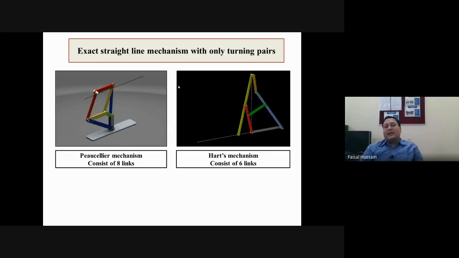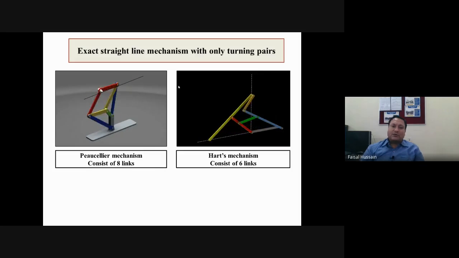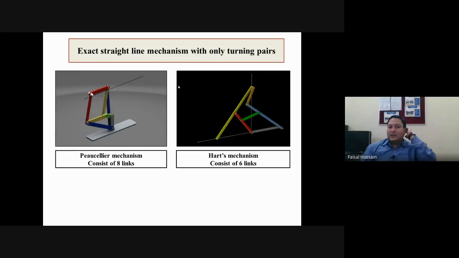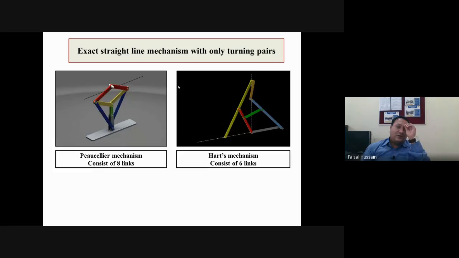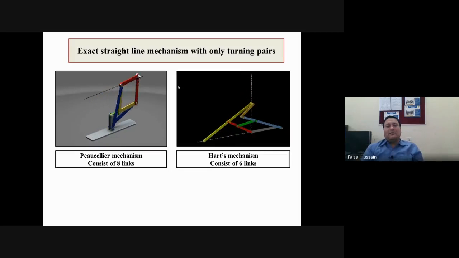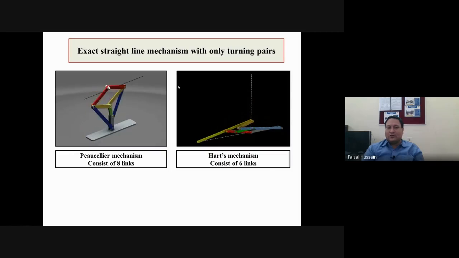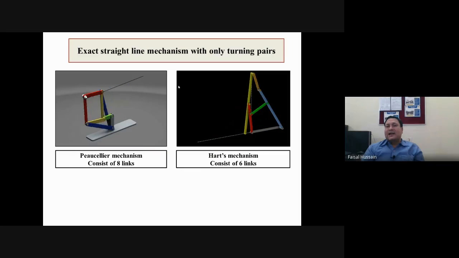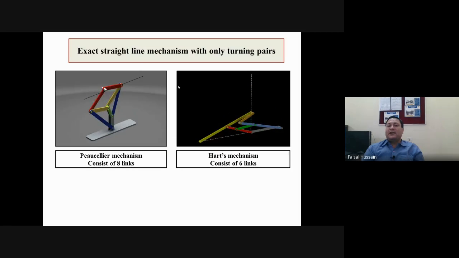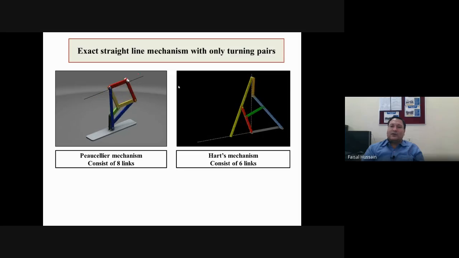There are 8 links in the Peaucellier mechanism. If you determine the number of joints, here there will be only lower pairs, and also only turning pairs. So determine the turning pairs and you will get the answer, and the answer will be 1 for degree of freedom. Similarly, in the Hart mechanism also, the number of links is 6. Identify the number of joints and find the degree of freedom. It will also be 1, because the output is a straight line.